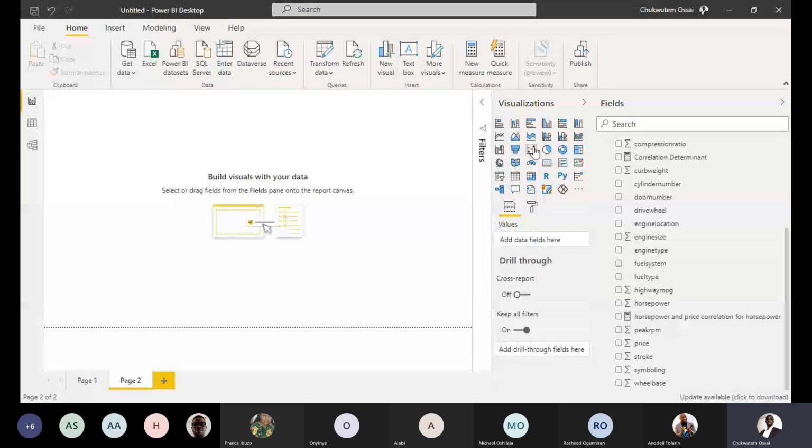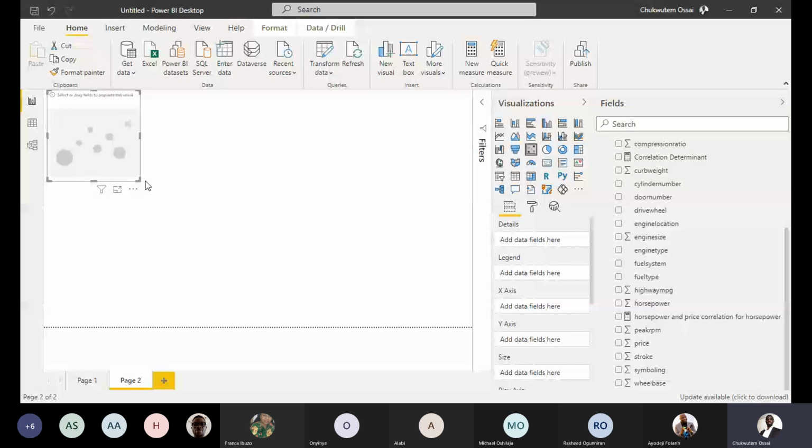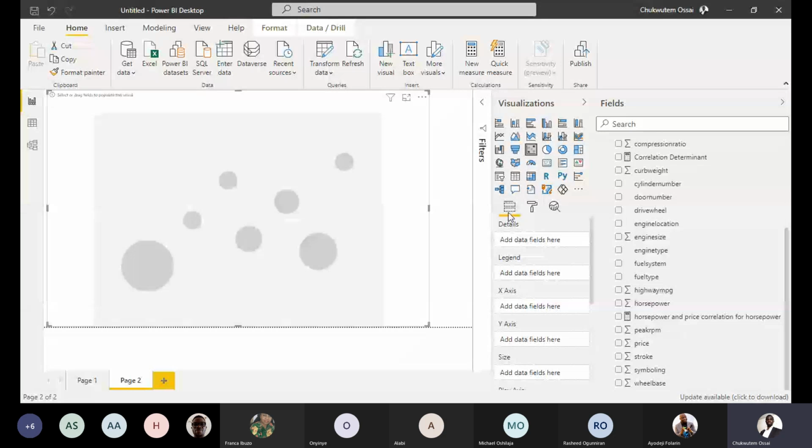So here on the panel on our canvas, we have the scatter chart. Now, on the scatter chart, look at what we have here under the visualization pane. We have the details, we have the legend, we have the X axis, which will be the independent variable, and then we have the Y axis, which is the dependent variable. So we have size, we have the play axis, and all that.